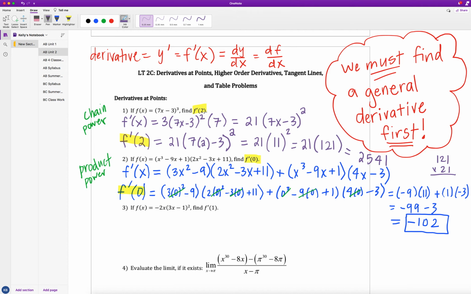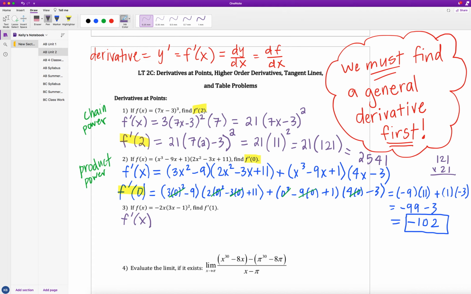Here they gave us the function f of x equals negative 2x times (3x minus 1), and that whole term is squared, and they asked us to find f prime of 1. We have to find a general first derivative first. So I have to find an f prime of x in general before I can find an f prime of 1 specifically.